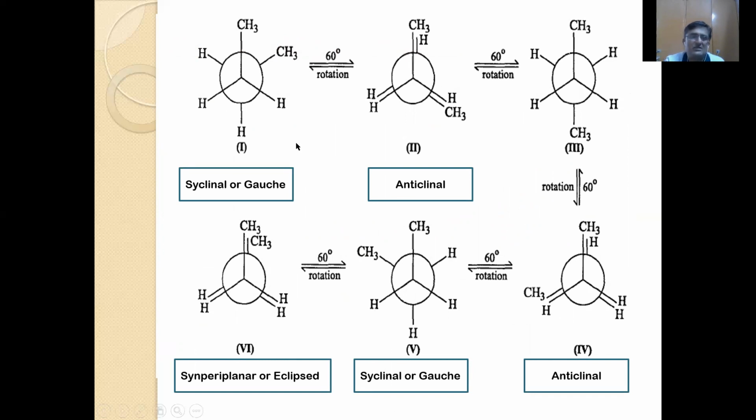The two hydrogens are somewhat nearer to each other. Synclinal or gauche conformation: hydrogens are far away from each other, but CH3 is somewhat close. When it undergoes a 60-degree rotation, anticlinal conformation will occur.